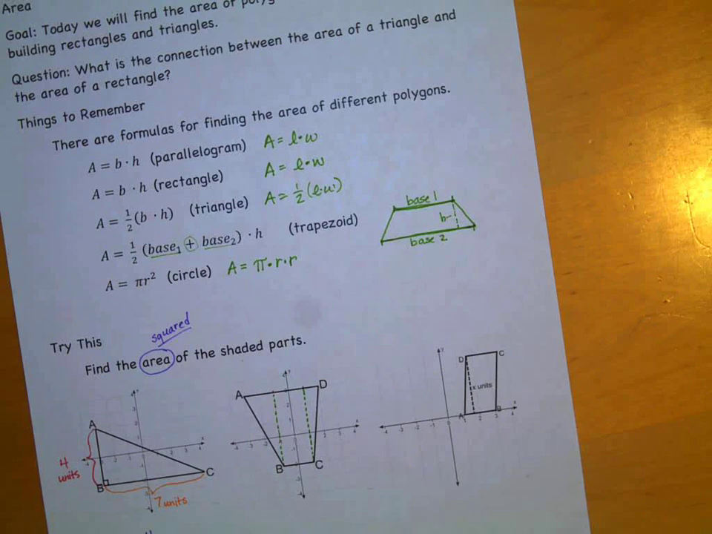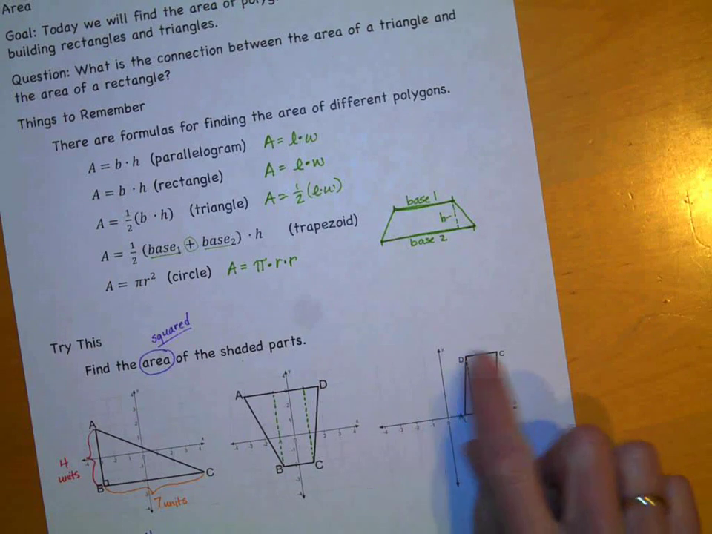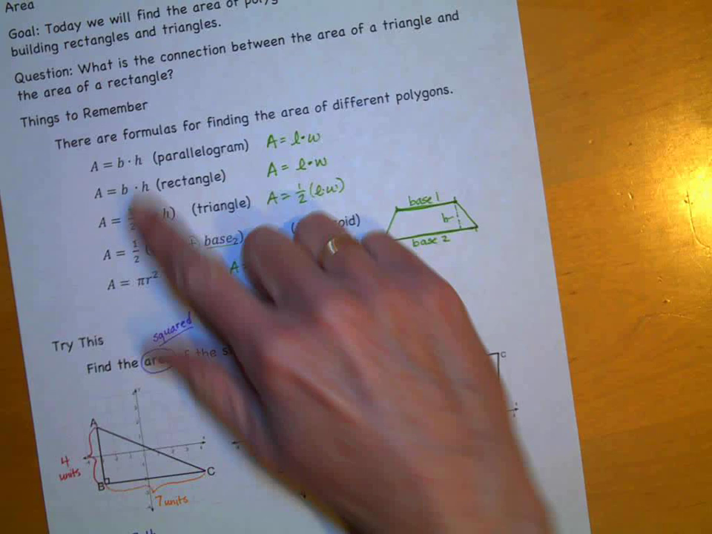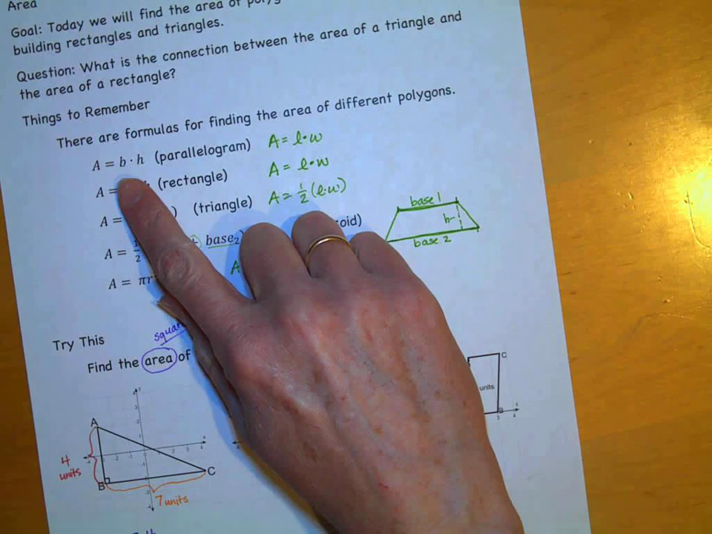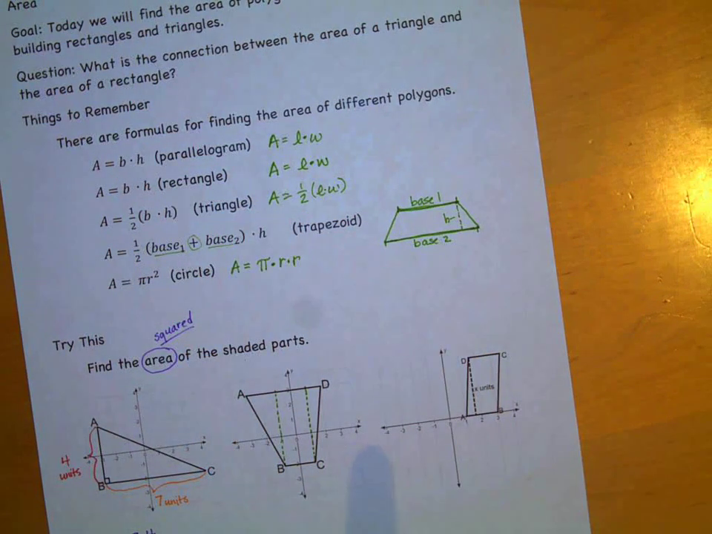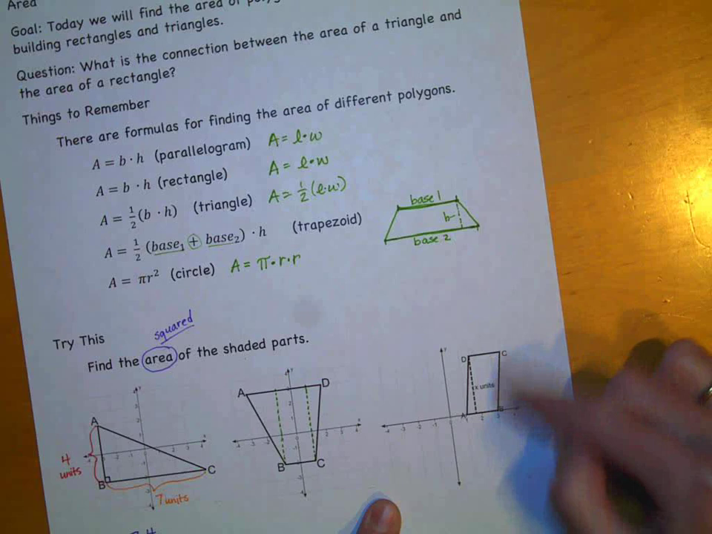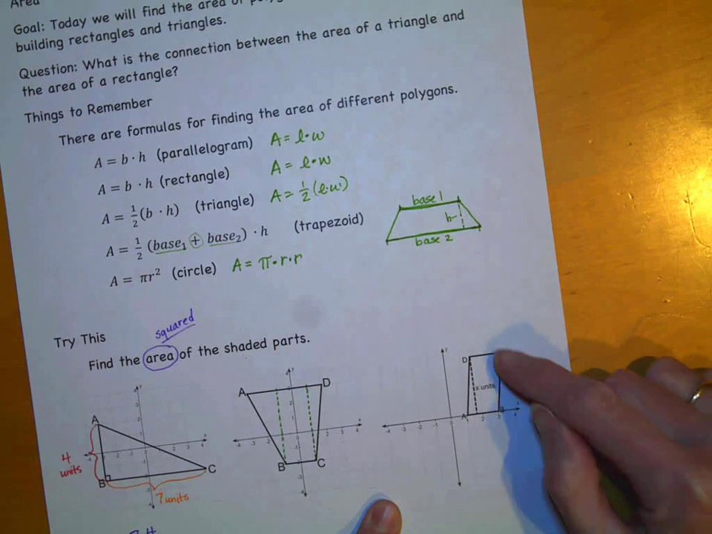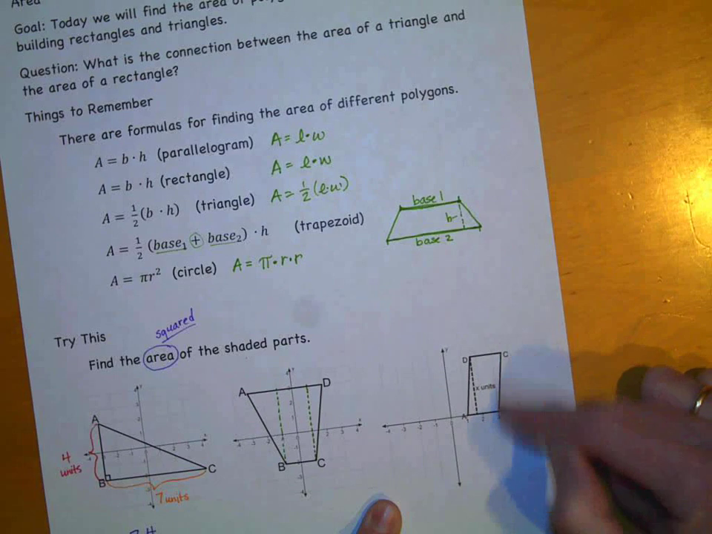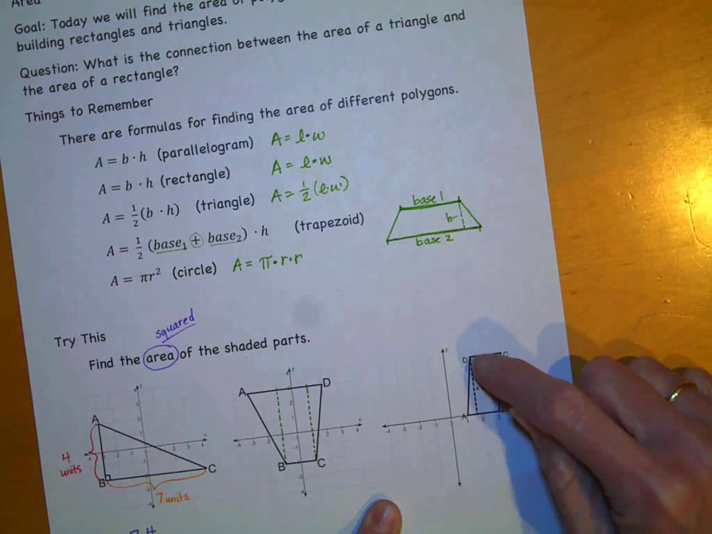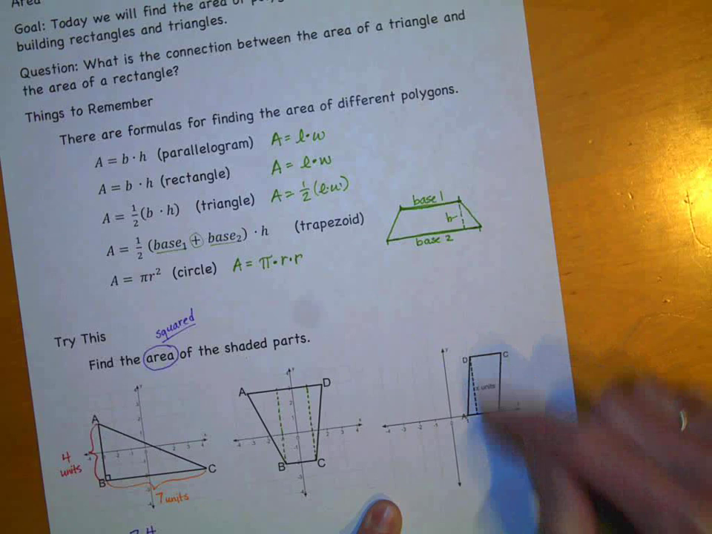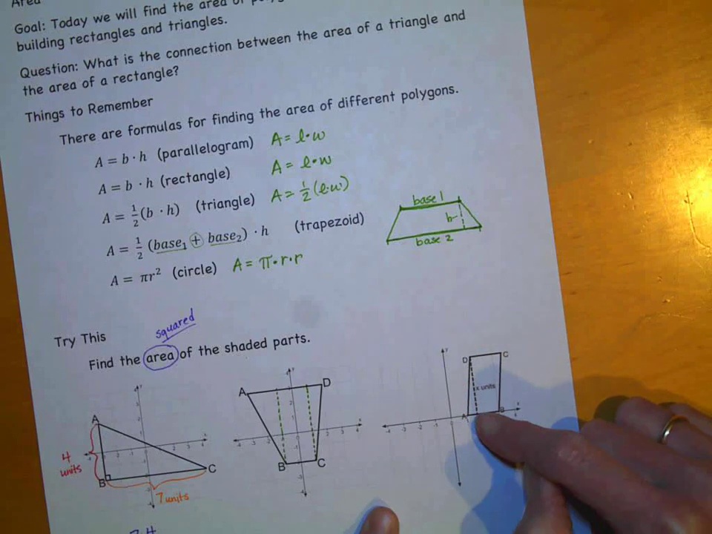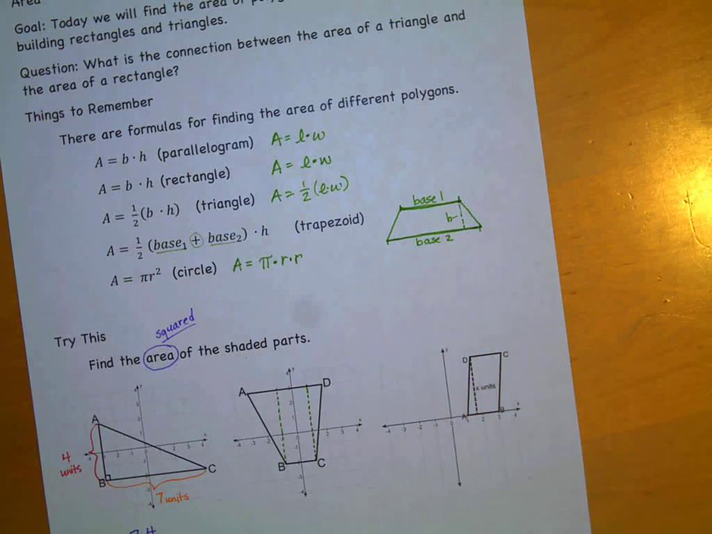Okay, last one that you're going to try without me, and we'll talk about it in class tomorrow. This is a parallelogram, and if you go back up here to the top, the parallelogram means base times height. This is where it gets very, very confusing if you're not careful. In a parallelogram, this slanted guy is not the height. Did you hear me? In a parallelogram, the slanted guy is not the height. The height is the distance from the top of the parallelogram straight down to the bottom.